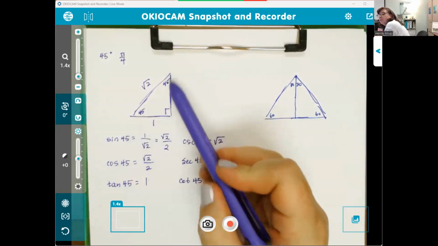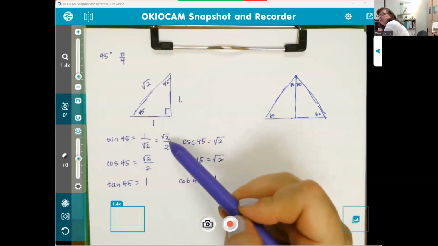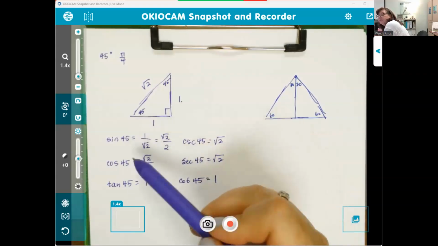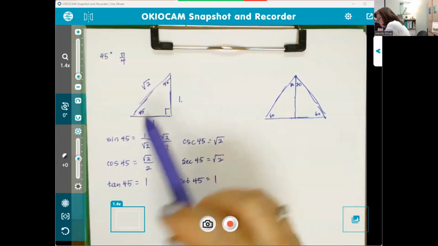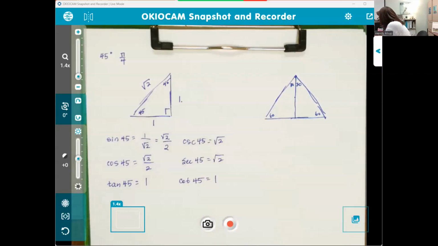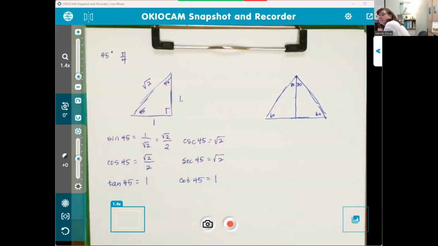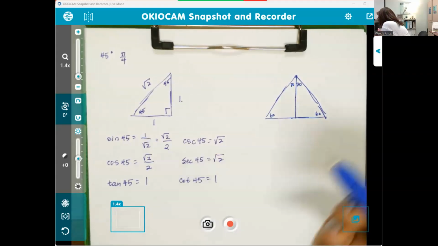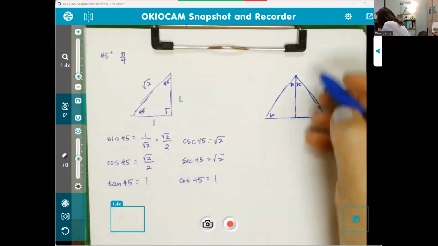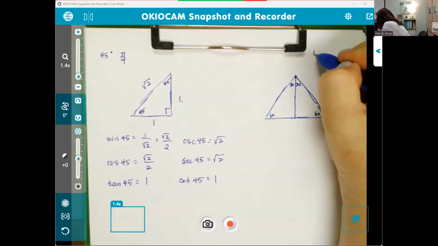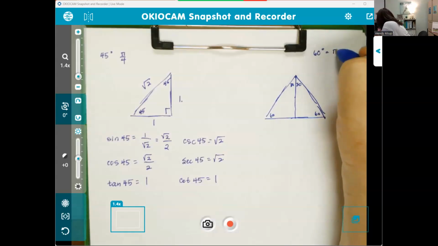This is in the first quadrant. And so then when you go to the various other quadrants on your unit circle, you just change the sign depending on what quadrant of the unit circle you're in. How about 30 degrees and 60 degrees? Remember that 60 degrees is pi over 3 and 30 degrees is pi over 6.